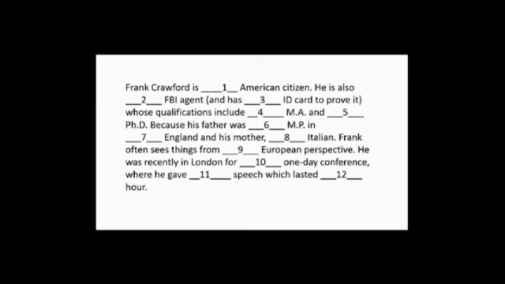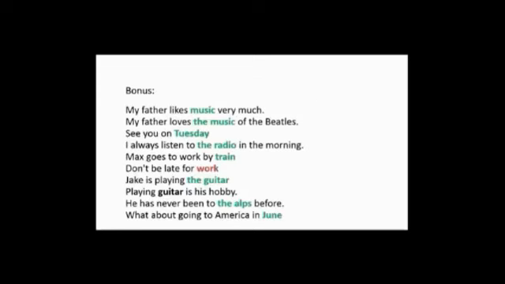Frank often sees things from a European perspective. Now, European, though it starts with a vowel letter, the sound it generates is "yuh", which is a consonant sound. So before a consonant sound, we use a. So, from a European perspective. He was recently in London for a one-day conference. See, O is being pronounced as "w", which is a consonant sound. Before that, we use a. Where he gave a speech which lasted an hour. Regarding this hour, we just discussed.